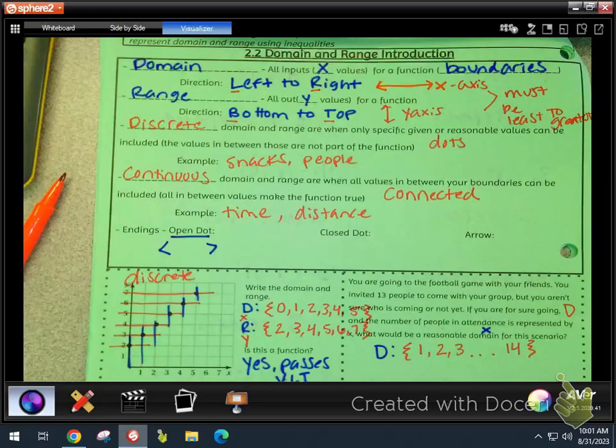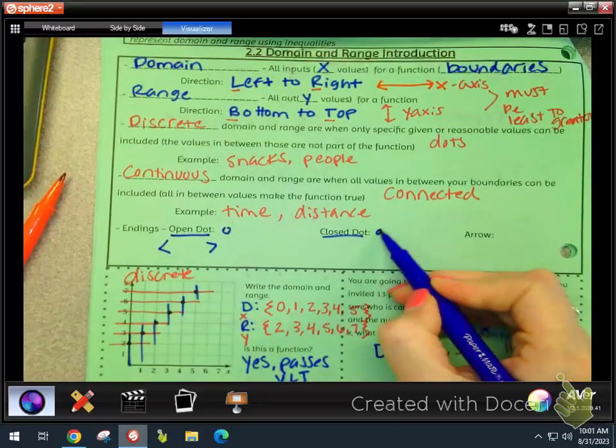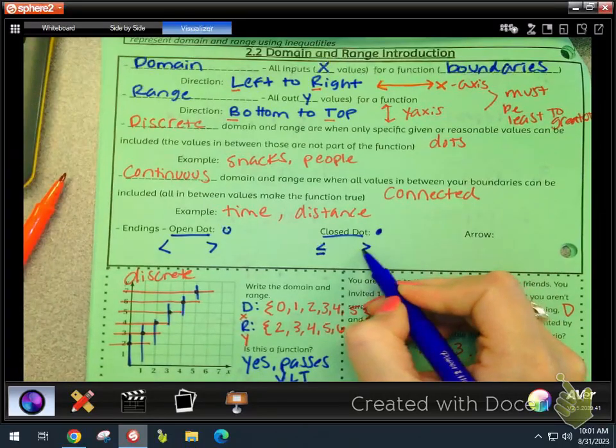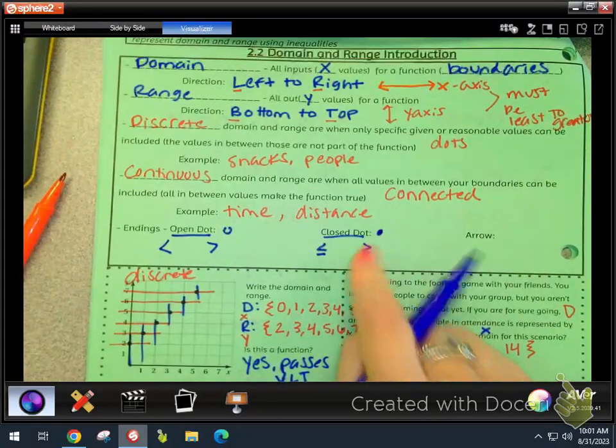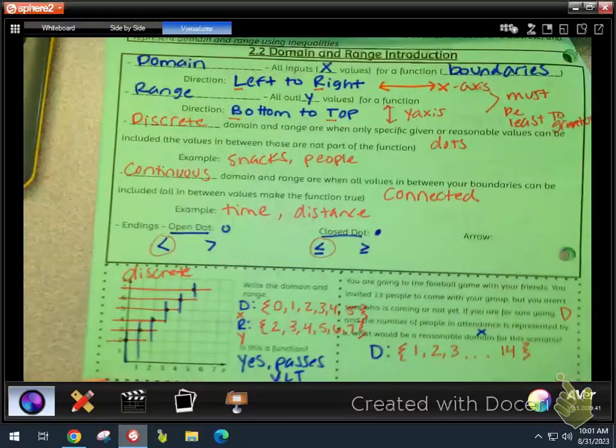Okay, so no line. Open dot means no line. What about a closed dot? It means the line is there. I'm going to draw an open dot right here and a closed dot for you. So we will use less than or equal to's. Again, there will be a time where we use greater than or equal to's, but we'll get there later. Okay, so our big ones are going to be just the less than or equal to.